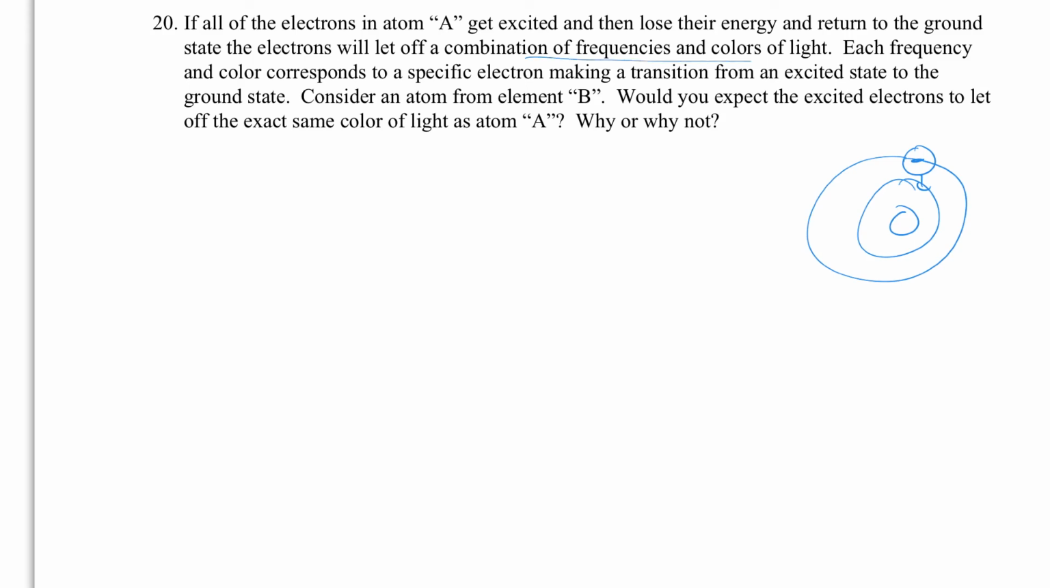Combination of frequencies and colors of light. Each frequency and color corresponds to a specific electron making the transition from excited to ground state. Consider an atom from element B. Would you expect the excited electrons to give off the same color as atom A?